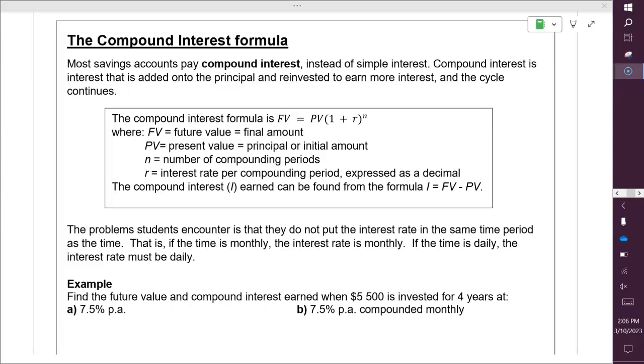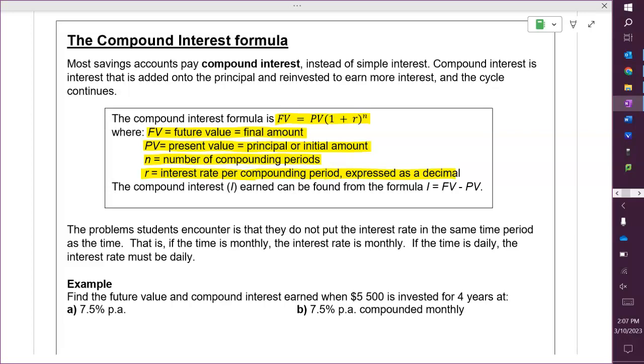It's the interest that's added to the principal and reinvested to earn more interest, and it continues. So our compound interest formula is this here. FV stands for the future value or the final amount. PV is our present value, the principal amount, so how much you invest to begin with. N is the number of compounding periods, so that's the same as our simple interest. And R is our investment rate or the interest rate expressed as a decimal. Again, same as our simple interest.